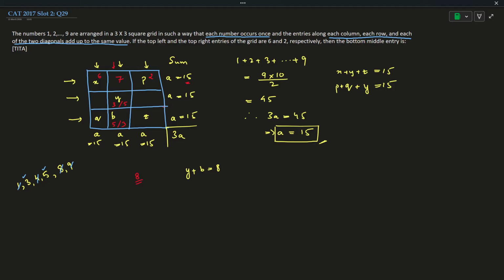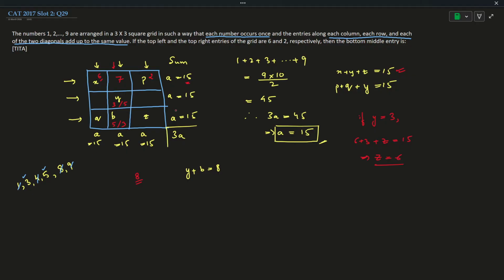Now please remember this: x plus y plus z is 15. If y is equal to 3, then 6 plus 3 plus z equal to 15. That means 9 plus z equal to 15, and from here z will come out to be 6. Is this possible? I cannot have two 6s, since I have already used one 6 in the top left.